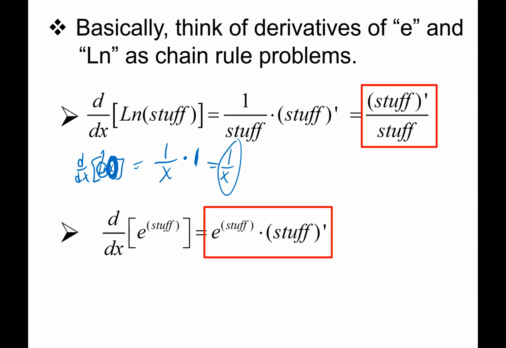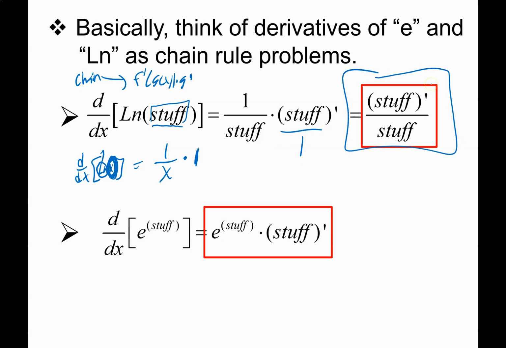So I choose to think of it like this. It works pretty well for my kids, or it has in the past on their AP exams. When I'm deriving ln of something or ln of stuff, I basically just take 1 over my stuff, and then I multiply it by my stuff prime, which is really saying take f prime of g times your g prime, which is your chain rule. Now, if instead of writing it as 1 over stuff times stuff prime, I put that over 1, you basically just get stuff prime over stuff. It's the same deal.